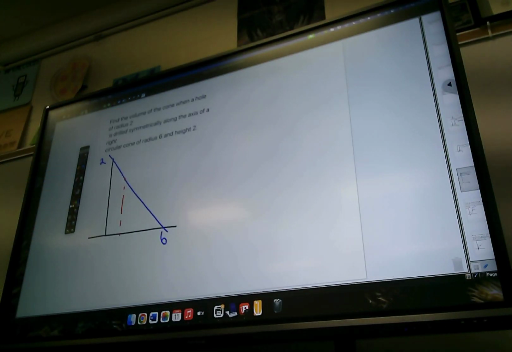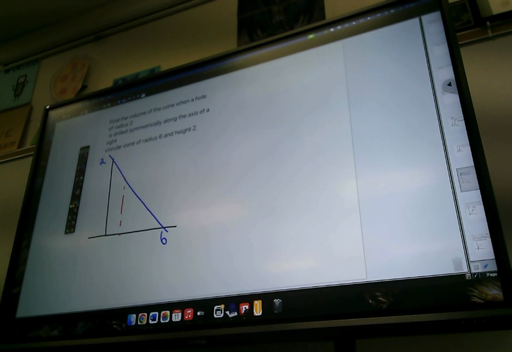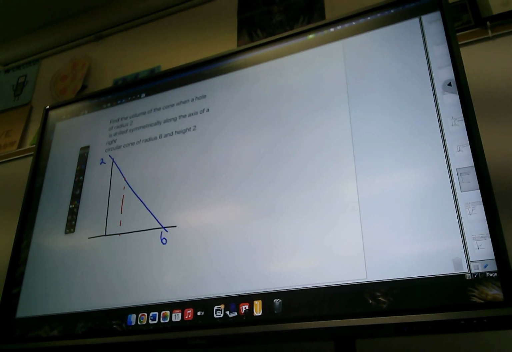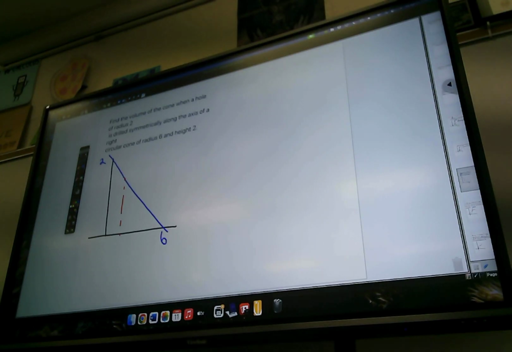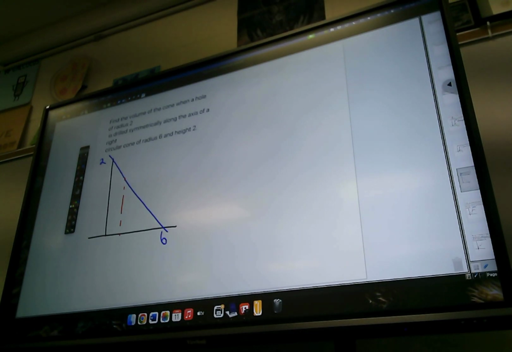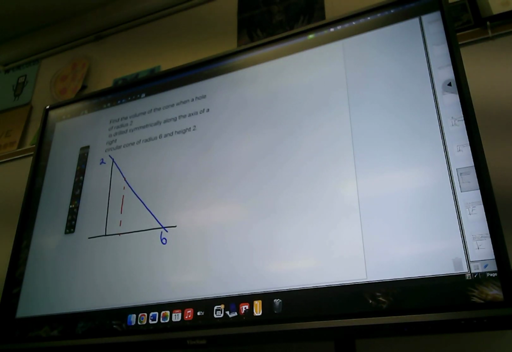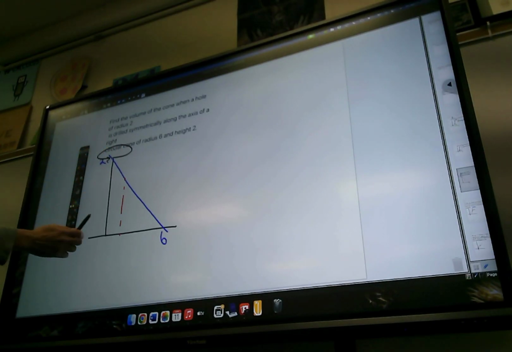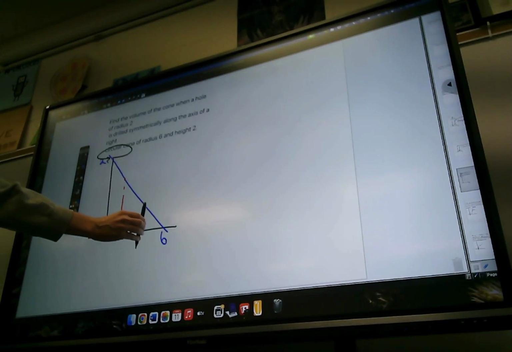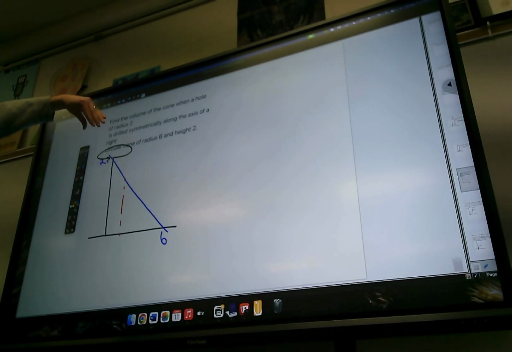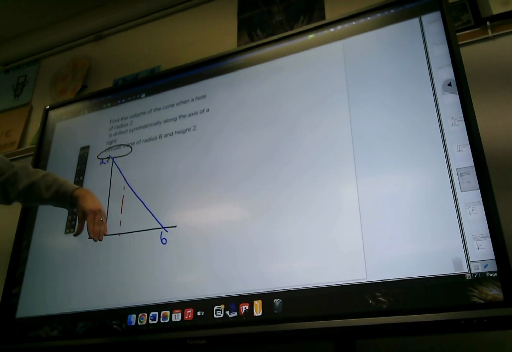This also allows us to find the volume of different shapes. So it says find the volume of the cone when a hole of radius 2 is drilled symmetrically along the axis of a right circular cone of radius 6 and a height of 2. So what I'm doing is I'm looking at the triangle of the cross section, or the 2D representation of the shape, but then I'm going to revolve it around the y. So I'm taking this height of 2, radius of 6, pulling it out and revolving it. But what I want is if I'm looking straight down on that cone, a hole is drilled out of the center.